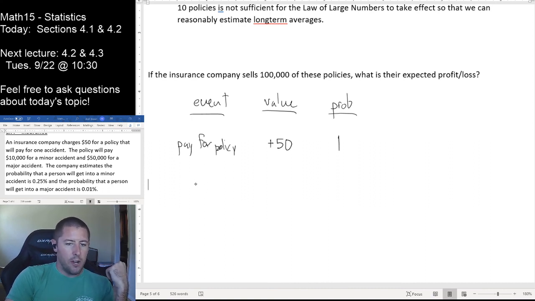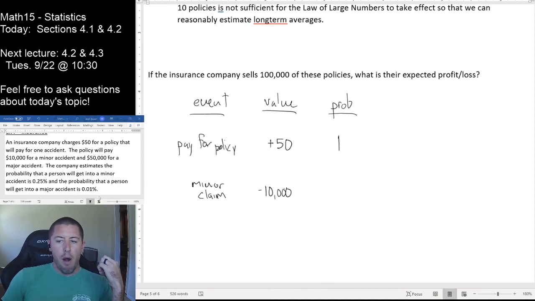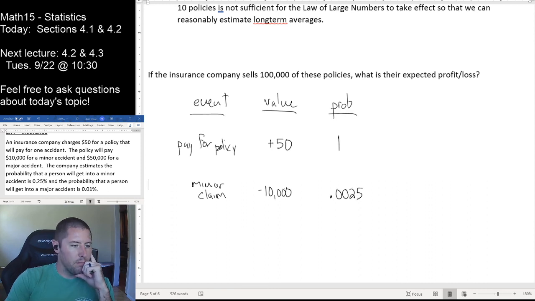Now, one of the things that could happen here is there could be a minor claim. If there's a minor claim, this is going to be a net loss, or excuse me, that will result in a loss of $10,000 to the insurance company. But the probability of it is really, really, really small, right? Looking over here, a 0.25%. If I write this as a decimal, that is a 0.0025, right? I've moved the decimal two places to the side. So 0.25% as a decimal is 0.0025.